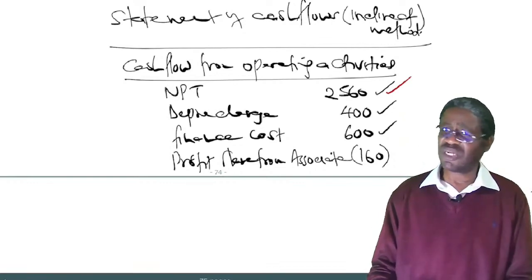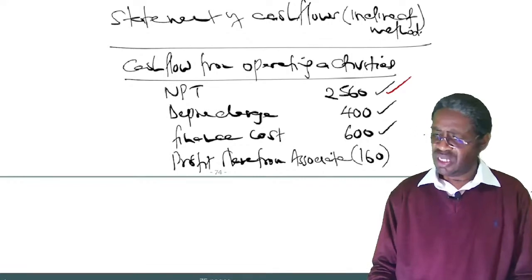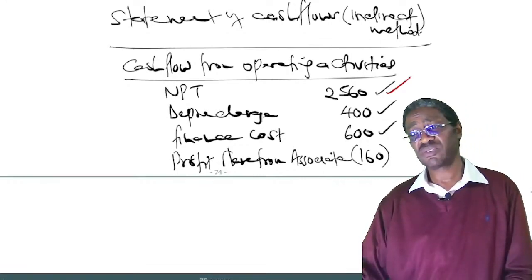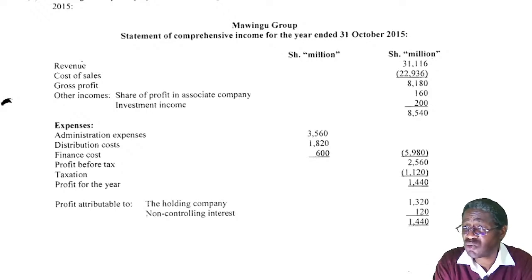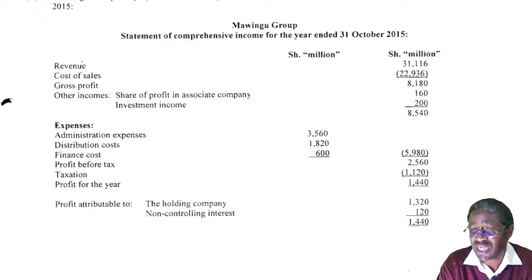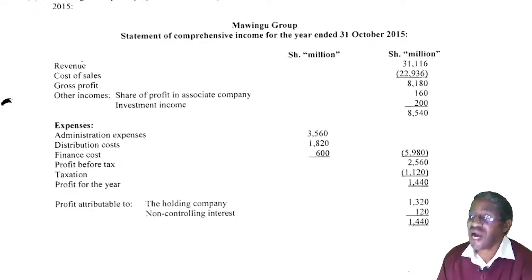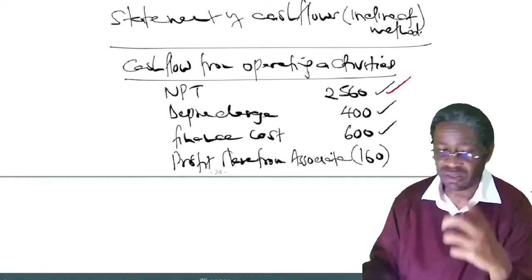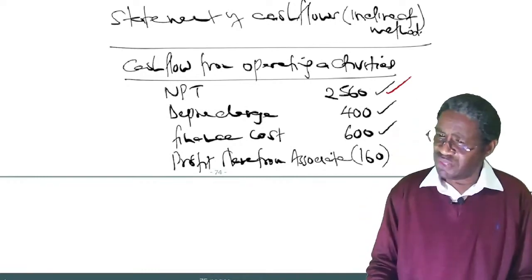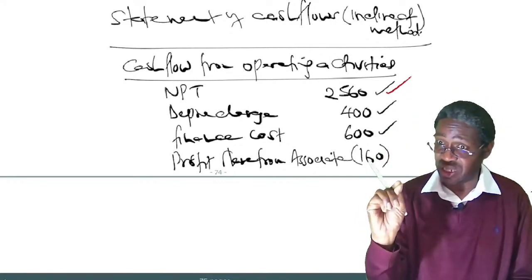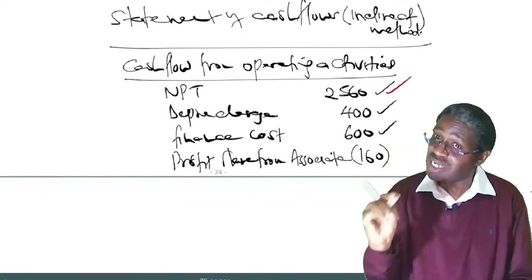So let's go back to the income statement and find out, to arrive at this 2560, is there any other non-cash item included? That's what we want to check. So far, I have used that profit share from the associate, that 160. Now, if you look at the next item, which they are calling investment income, we receive from our investments an amount of 200 million. I want you to listen carefully. Our investments were among the fixed assets in the balance sheet.